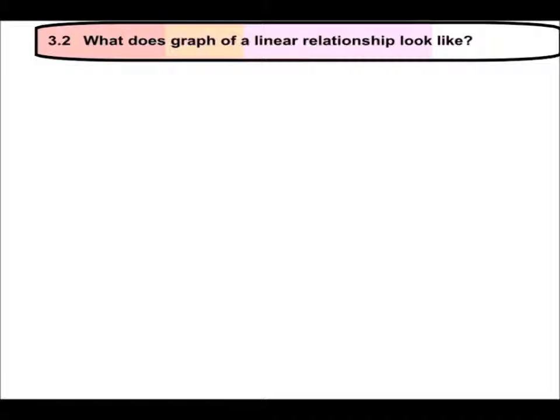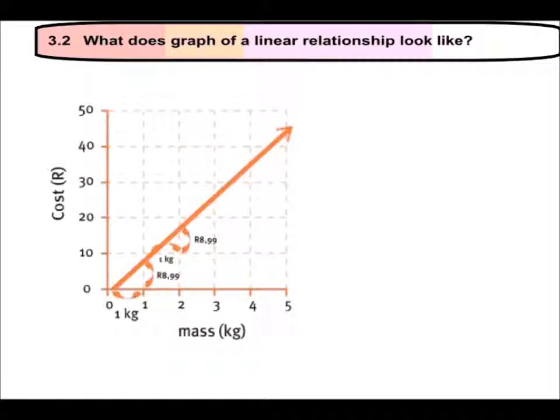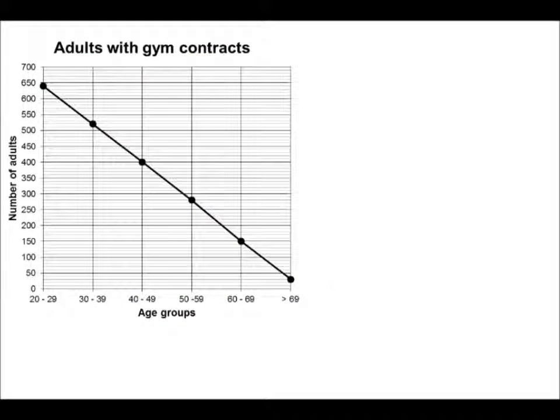What does the graph of a linear relationship look like? Well, linear, we can get the word line out of that. So it is a straight line, because if I have 1 kilogram of potatoes, it will cost 8.99 Rand. 2 kilograms of potatoes, you add another 8.99 Rand. So your graph is a straight line graph.